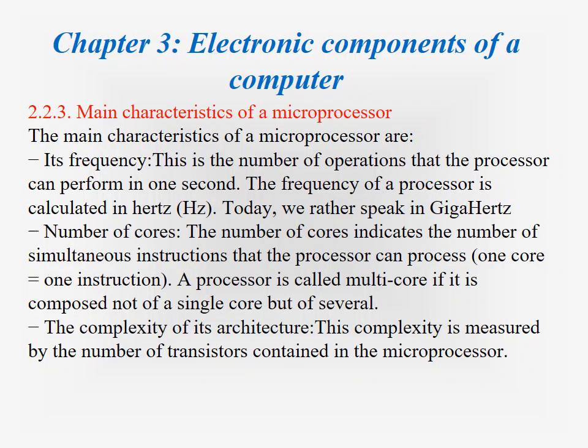Main characteristics of a microprocessor. The main characteristic of a microprocessor is its frequency. This is the number of operations that the processor can perform in one second. Number of cores: the number of cores indicates the number of simultaneous instructions that the processor can process. The complexity of its architecture is measured by the number of transistors contained in the microprocessor. Thank you for your attention.